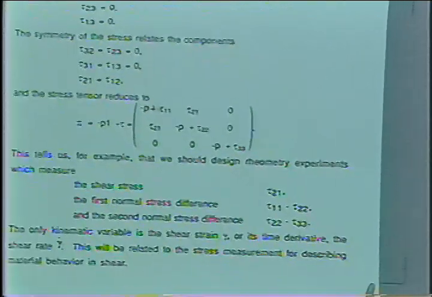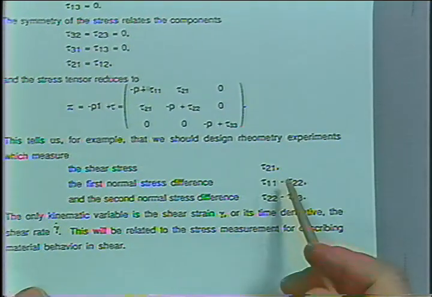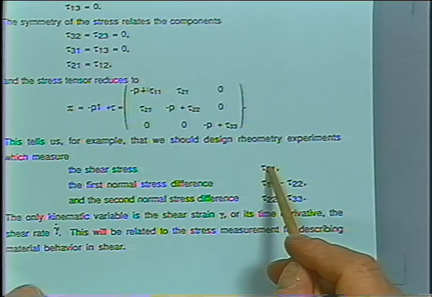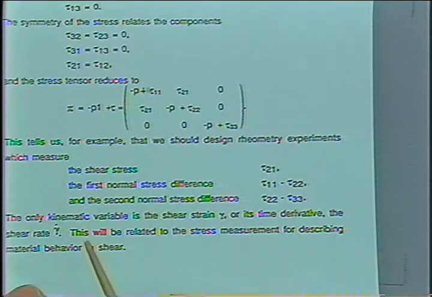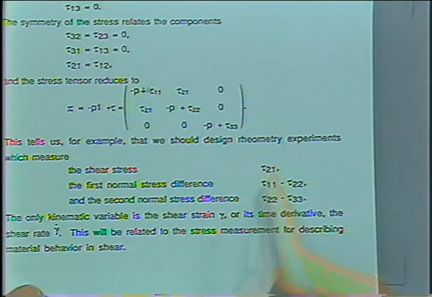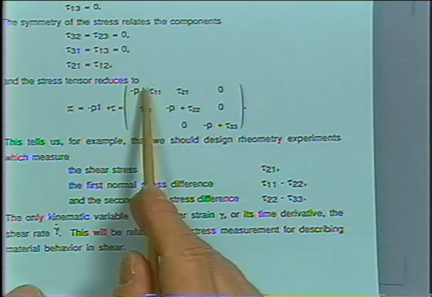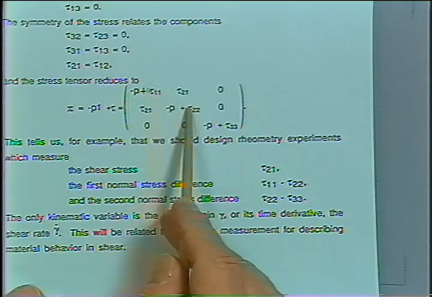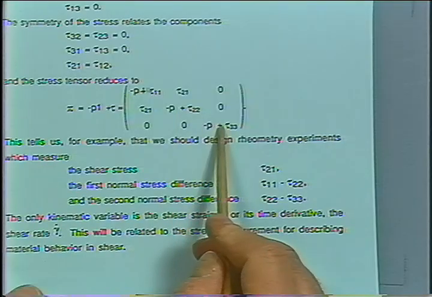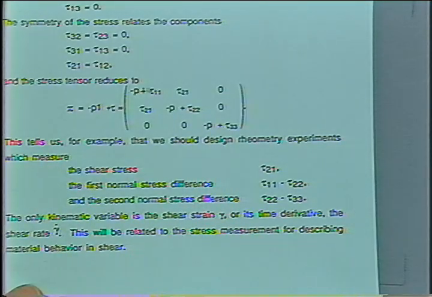The quantities to measure now in an experiment would be the shear stress. Say we produce shear flow under some conditions, and we would like to define the stress completely. Now we would want to know the shear stress, and we would want to know the normal stress difference between here and here, and the normal stress difference between here and here. And then we would like to know the pressure.